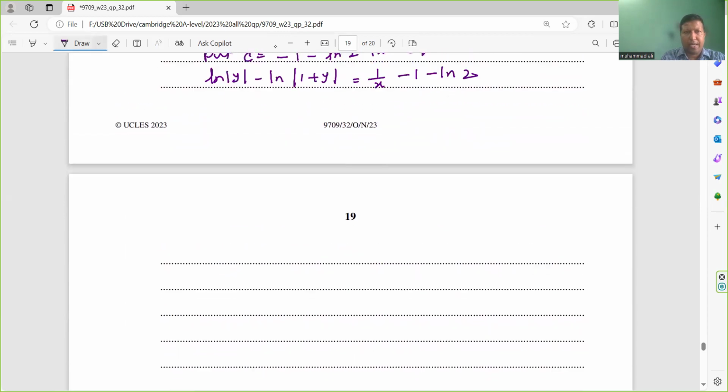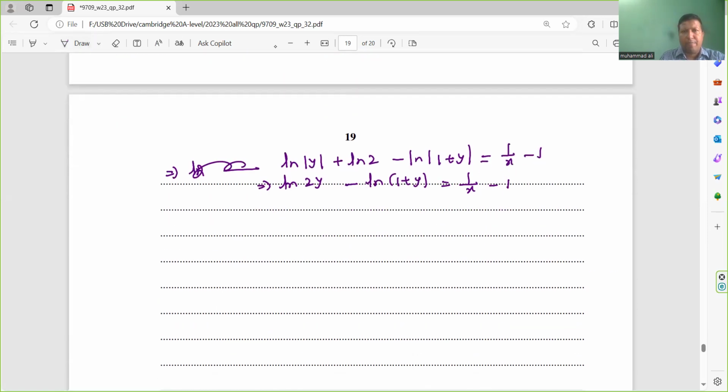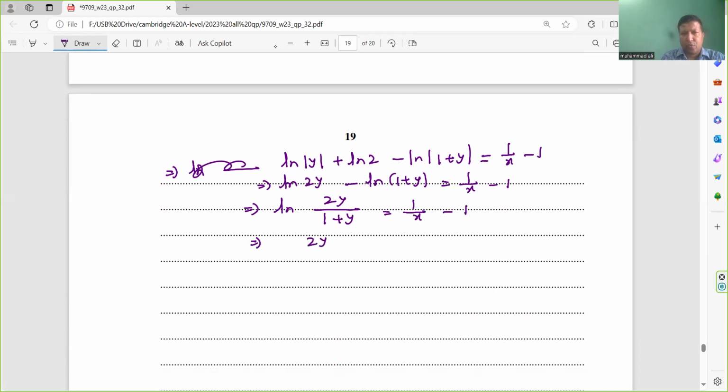Now, if we simplify here, ln 2, when it comes in the left side, it will be ln y plus ln 2 minus ln (1 plus y) equals to 1 by x minus 1. So we know that this part is ln 2y minus ln (1 plus y) equals to 1 by x minus 1. If base same and subtract, we can write ln of 2y by (1 plus y) equals to 1 by x minus 1. Taking exponential in both sides, we get 2y by (1 plus y) equals to e to the power (1 by x minus 1).